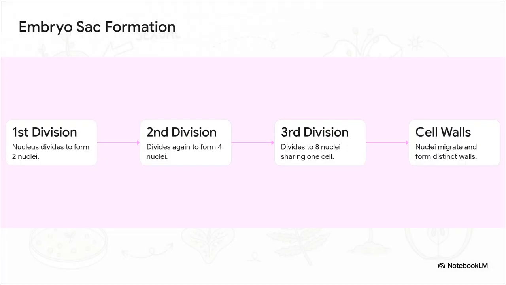And what that lone survivor does next is super fascinating. It's a process called free nuclear division. Basically, the nucleus divides, but the cell itself doesn't split. So one nucleus becomes 2. A second division makes it 4. A third division results in 8 total nuclei sharing one massive single cell. It's only after you have 8 nuclei sharing that space that they finally migrate to specific ends of the cell and build their own distinct cell walls. This whole process creates the mature embryo sac.